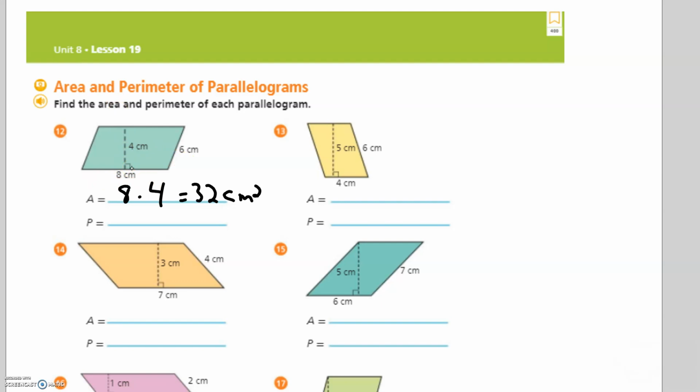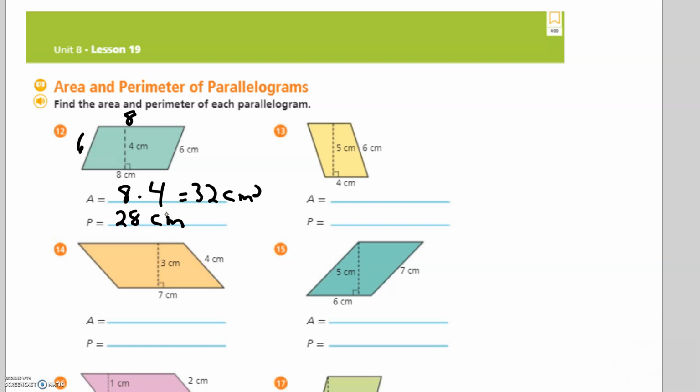The perimeter, you're going to add up all the sides. So 8 plus 6, and you remember that this side is going to be 8 because it's the opposite side, and the opposite sides are congruent or equal. And this is going to be 6. So if you add 6 and 8 and 6 is 14, and 14 is 28 centimeters.